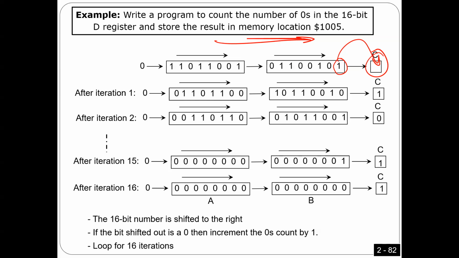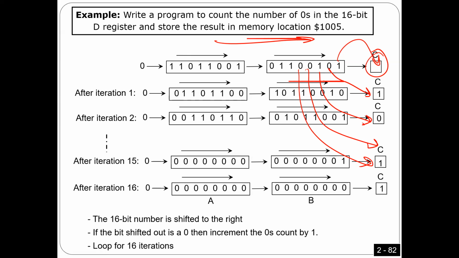So as you see here, guys, in this example, after the first shift, this bit is going to go to the carry, so I'm going to check it. Then another shift, this one goes to the carry. Another shift, this one goes to the carry, and so on. Every time I'm going to ask the carry, are you 0 or 1? If the carry is 0, I'm going to increment the counter because I want to count how many zeros we have.